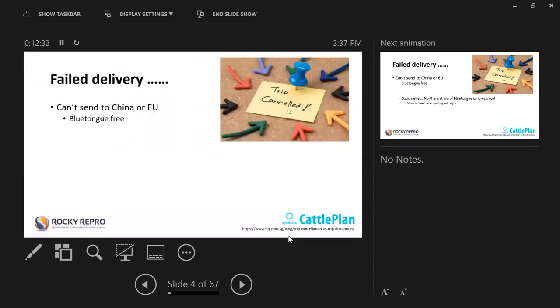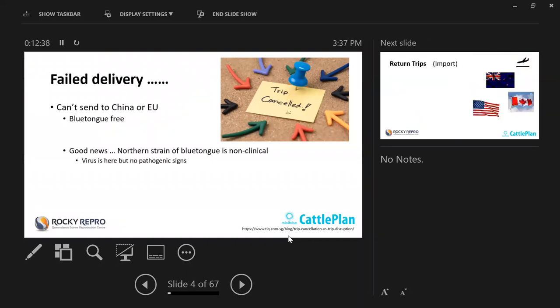Unfortunately, we can't send to China or the EU because they're declared as blue tongue free. And we do have blue tongue here in Australia. But where we are here in Queensland, the strain that's up here is non-pathogenic. So there is a strain that will cause symptoms in the cattle, but we don't see those symptoms. And an extra little bit of interest for you, out of the 26 strains of blue tongue in the world, 12 are found in Australia. We host a lot of blue tongue.